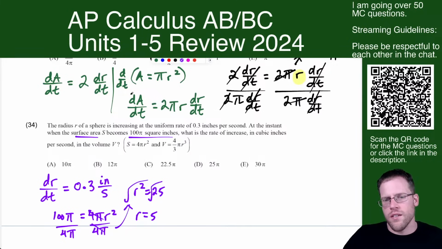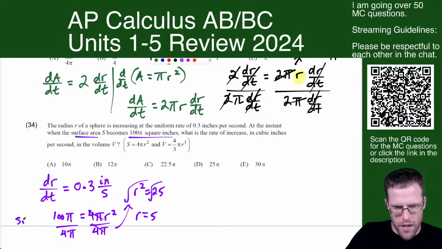In my class, I call this a side quest. So we had to solve for the radius when the surface area is 100 pi.